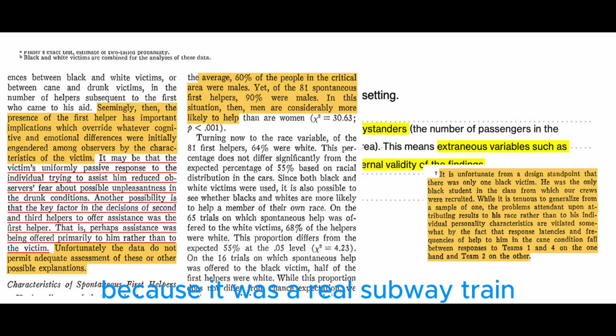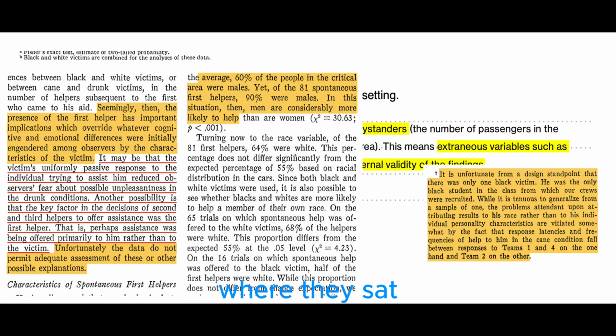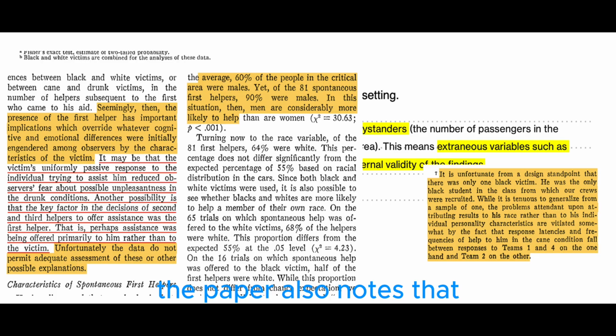Because it was a real subway train, they could not standardize or control how many passengers were present, where they sat, or whether they moved out of the critical area. The paper also notes that people sometimes left the critical area when help was delayed.